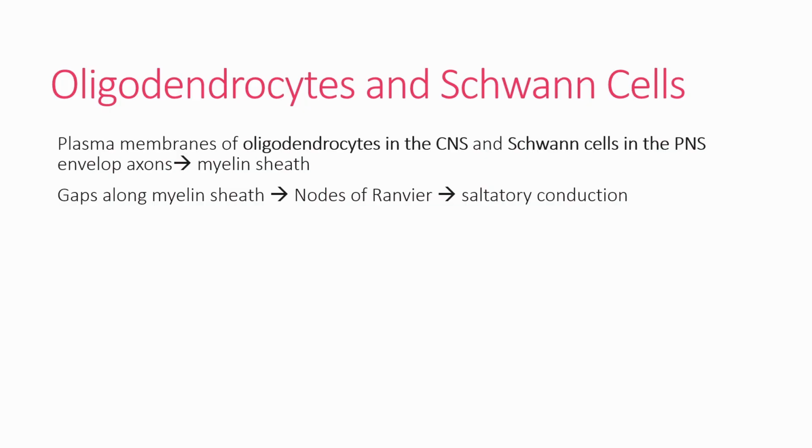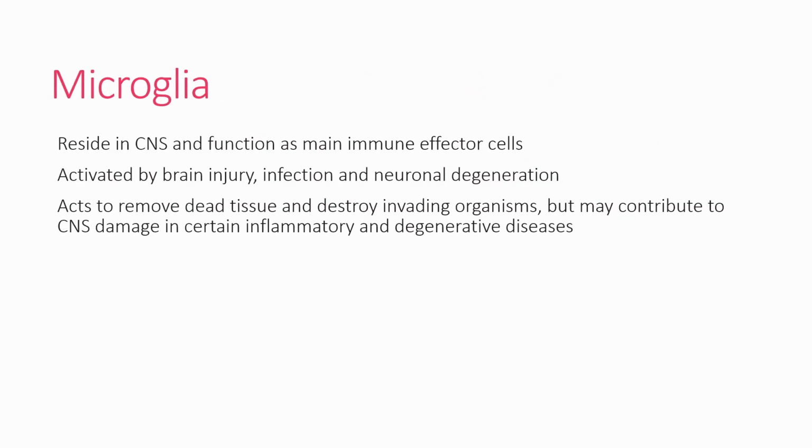Oligodendrocytes and Schwann cells, same thing, they make myelin. Oligodendrocytes are in the CNS, Schwann cells are in the PNS, but they both make myelin sheath. We have the little gaps along. They're called the nodes of Ranvier, and that's what helps saltatory conduction, so it goes faster and propagates the signal downstream. Microglia, main function is immune system. So think of that, affected by brain injury, infections, and so forth. Helps destroy dead tissue, remove it away, so it's more of an immune system.